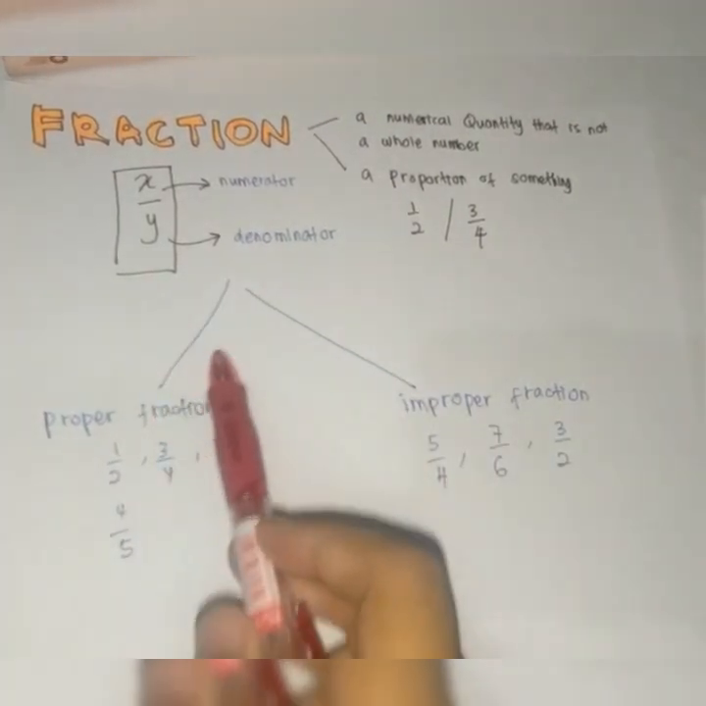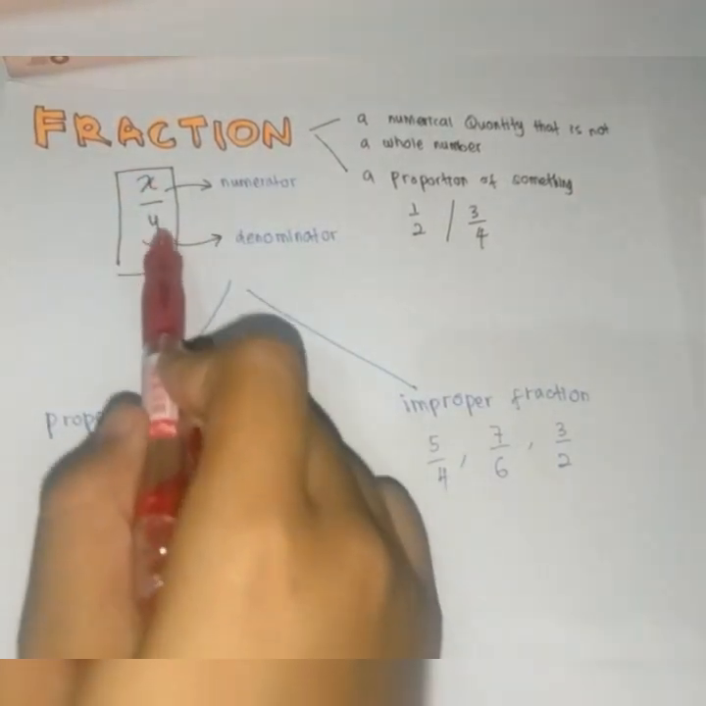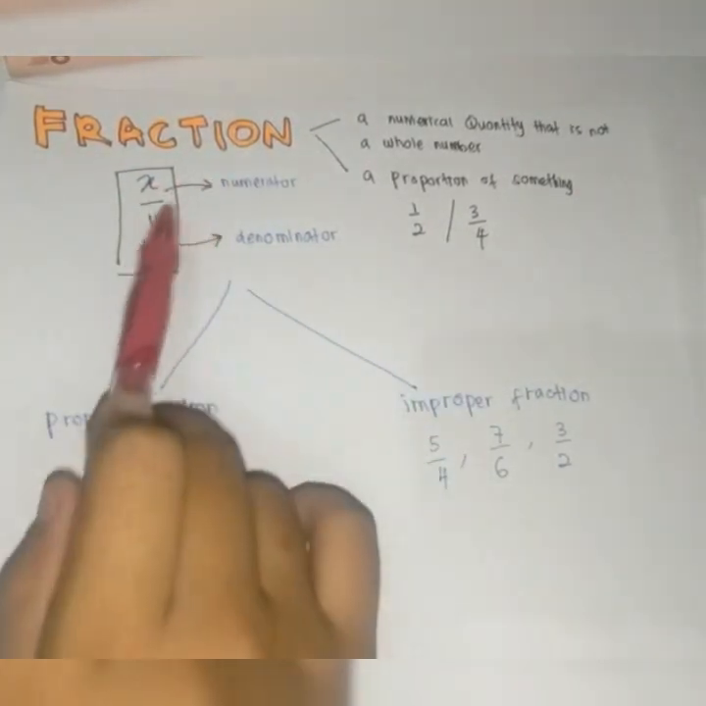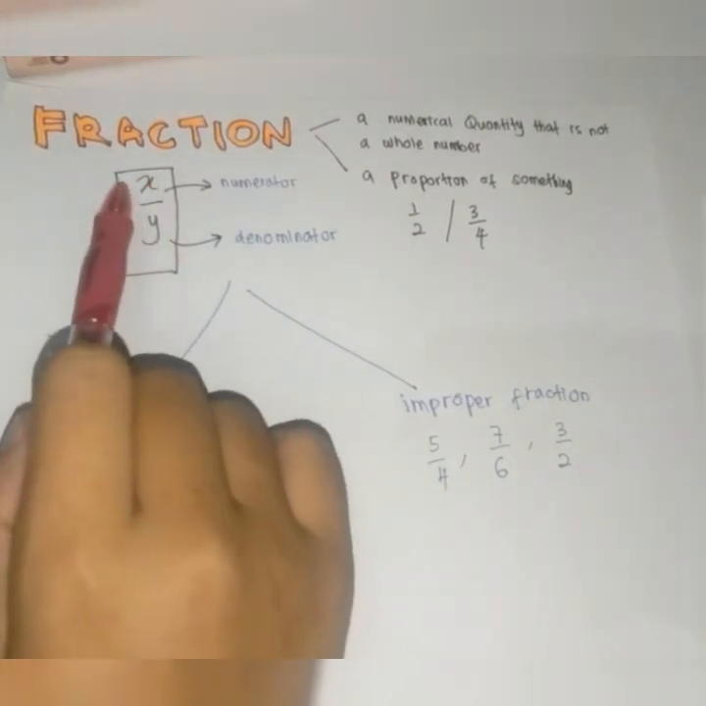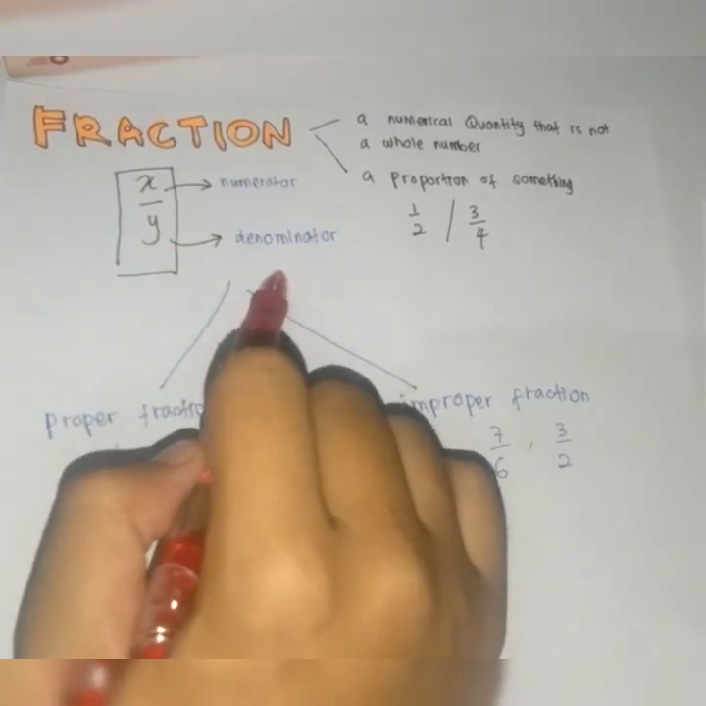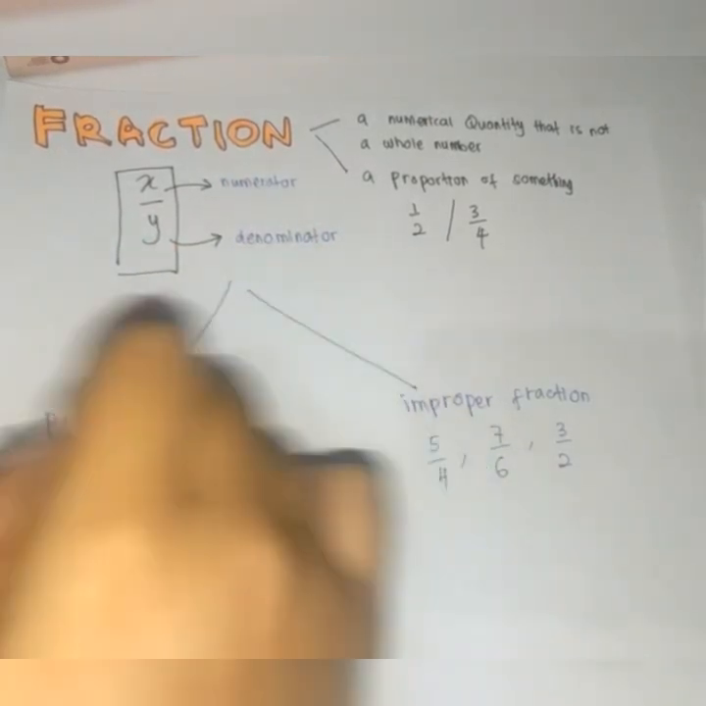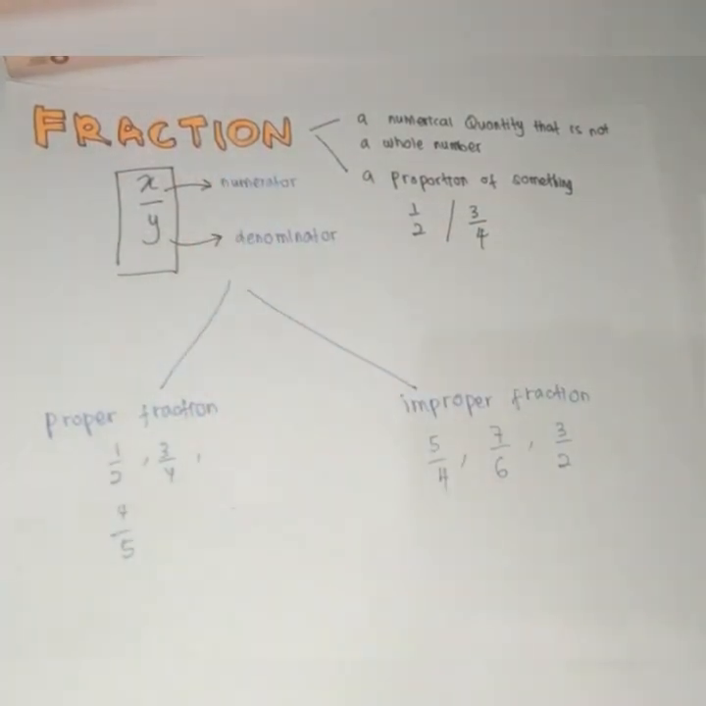And that's why in fraction we have a pattern, which is x over y. What is x and what is y? In fraction, the upper part is called the numerator and the lower part is called the denominator. So the upper part is numerator and the lower part is denominator.